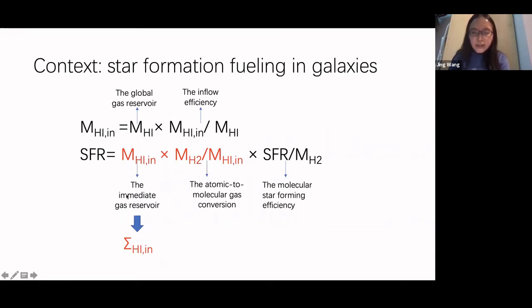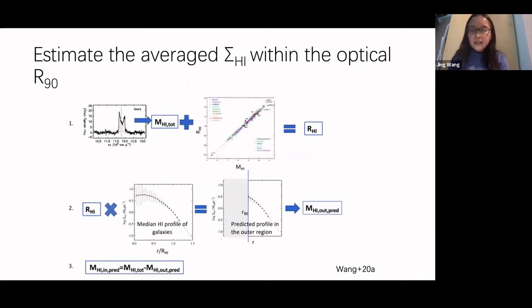Because star formation is a process that is more closely related to the density than to the total amount of H1, we divided the MH1 in by the related area to convert it to the averaged surface density of H1 within the stellar disks. And here's the way we predict the MH1 in for galaxies. We start from the single dish global H1 spectra. From there, we get the total H1 mass. We combine it with the size-mass relation, and we obtain the H1 disk size.